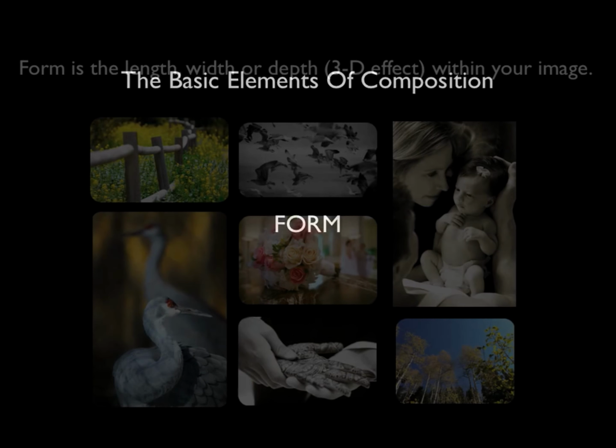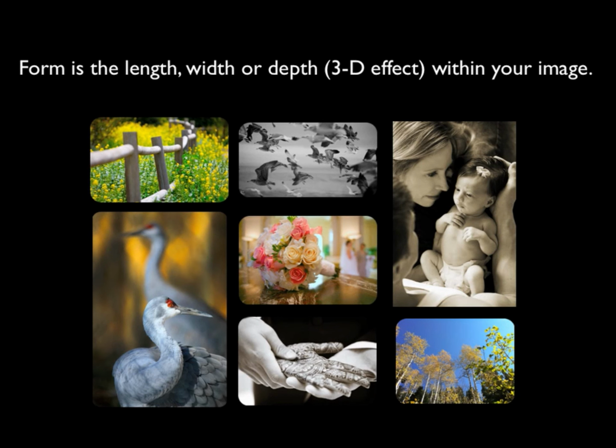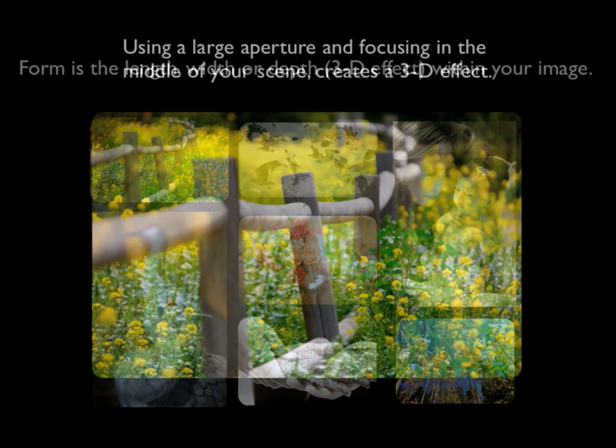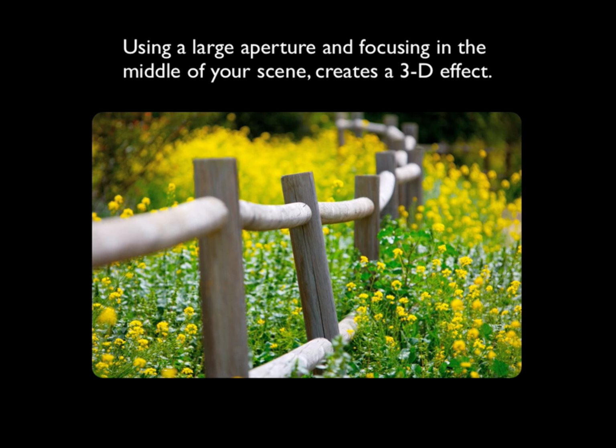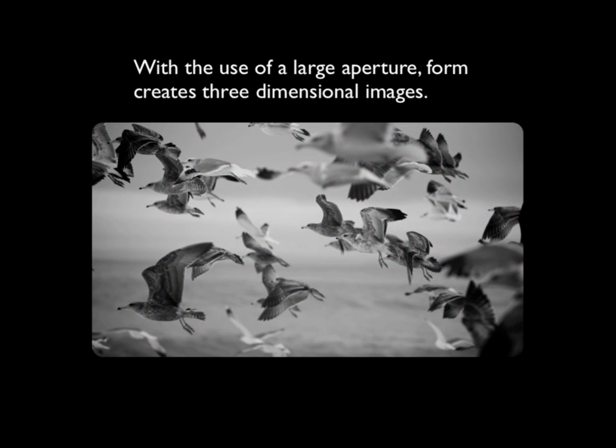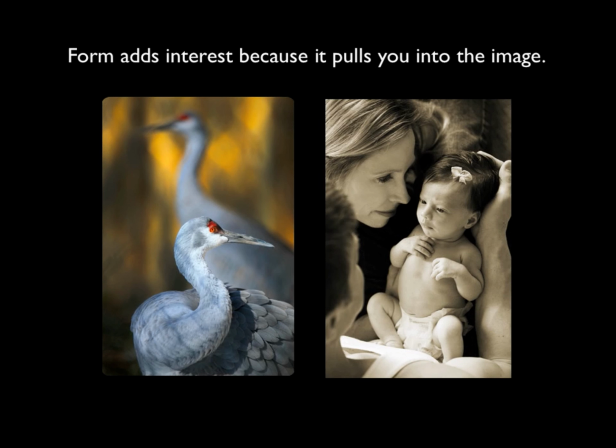Form. Form is the length, width, or depth, a 3D effect within your image. Using a large aperture and focusing in the middle of your scene creates a 3D effect. With the use of a large aperture, form creates 3-dimensional images. Form adds interest because it pulls you into the image.